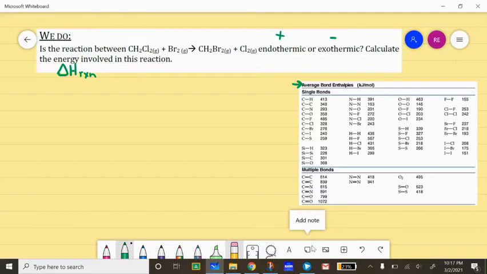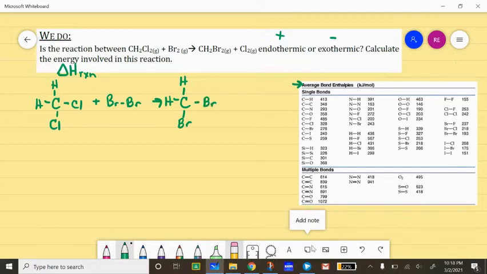So let's go ahead and draw Lewis structures for this. We've got a carbon with two hydrogen, a chlorine, and a chlorine, so a tetrahedral structure there. It's reacting with bromine gas, so bromine single bonded to a bromine. And we are producing carbon, again with the two hydrogen, and this time we've got bromine attached to the carbon instead of the chlorine, and our chlorine gas is the other product.